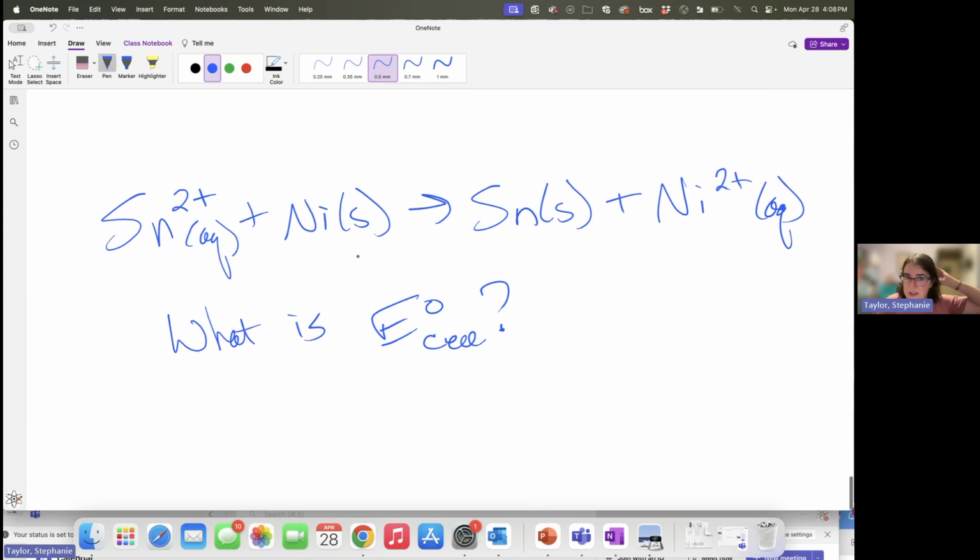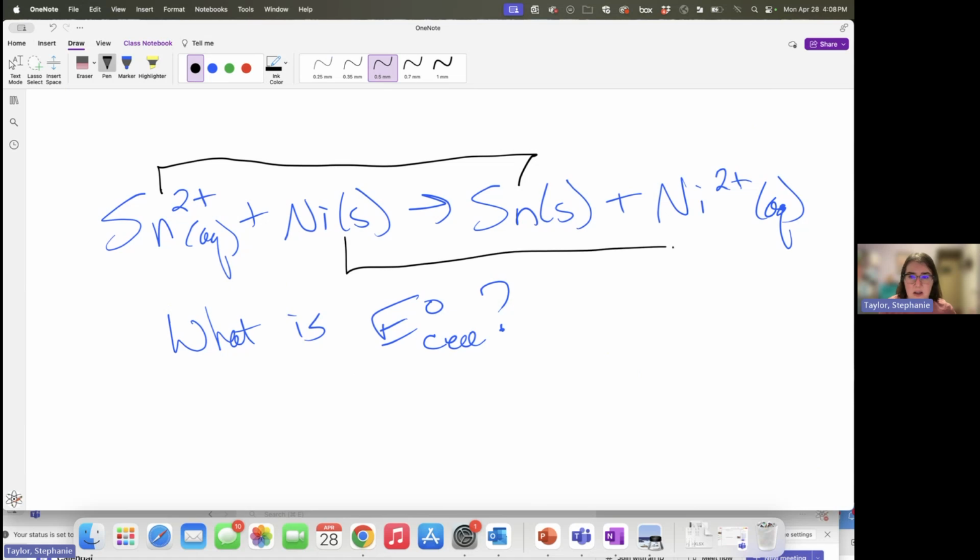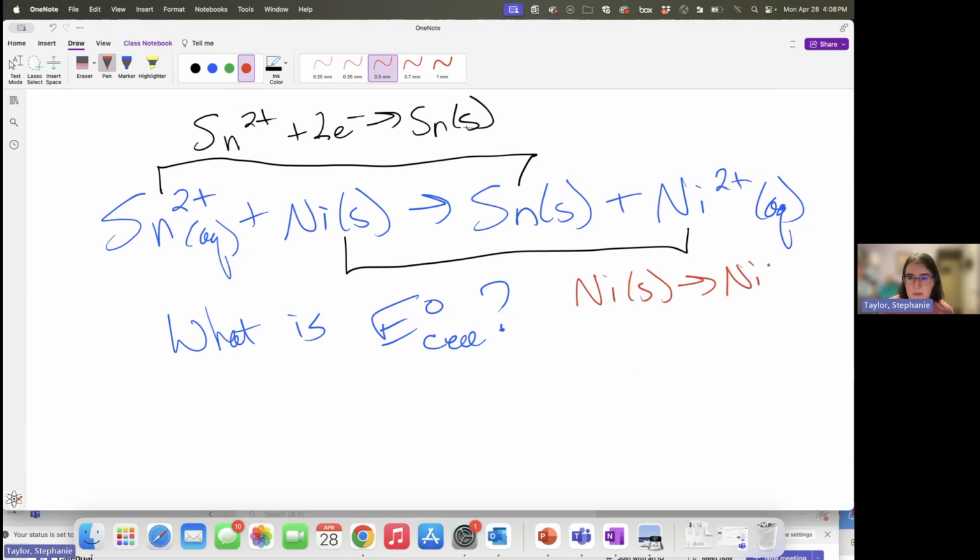If this is the only question, then you have a couple of different options of how to get there. One of the things we are going to need to do is identify our two reactions in here and what's happening. Here I have Sn being reduced, and I have nickel being oxidized. Because that is what's given in the reaction, that's what I need to reflect.